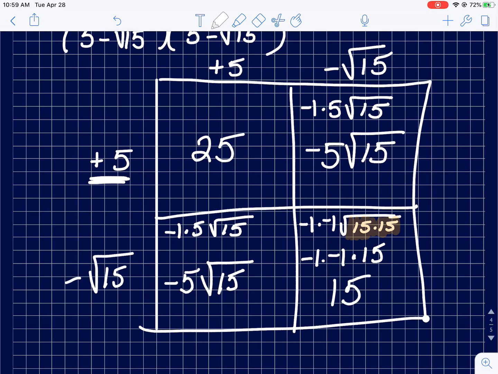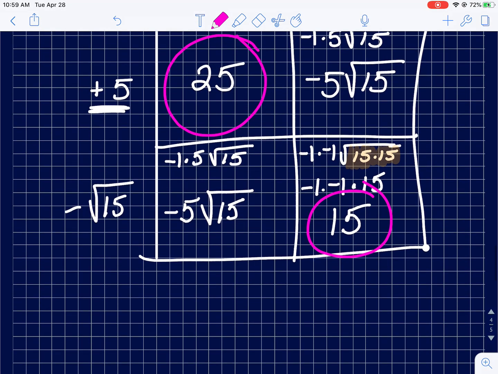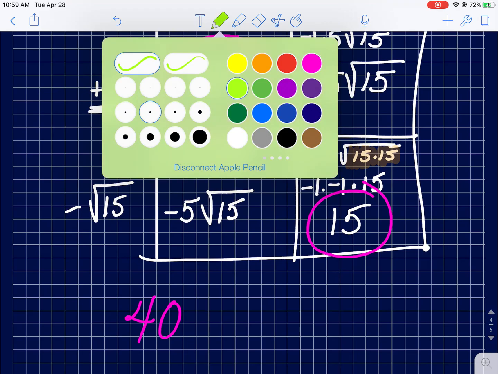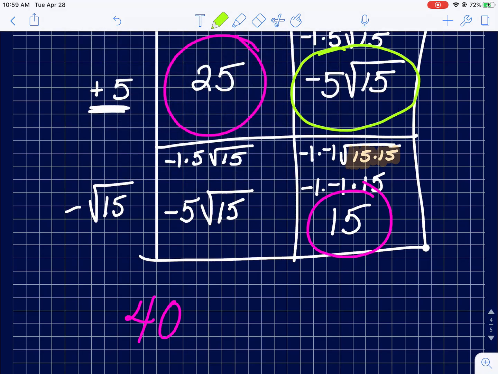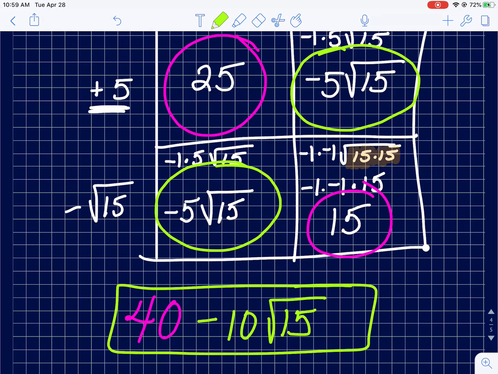Now let's see what could go together. Well, 25 has no radical on it, and neither does 15. So 25 and 15 is 40. There's our first one. And then we can see that negative 5 root 15 can go with negative 5 root 15, and negative 5 is negative 10 root 15. So that's your answer for number 21.